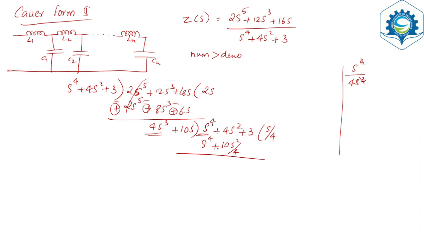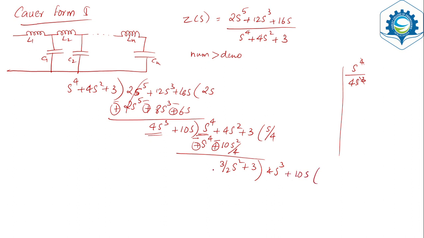And you just carry out the subtraction. 10S square by 4 means it is 5S square by 2 actually, right? So you're just going to do the subtraction and you'll get 3 by 2 S square plus 3. Again you carry out the continued division, 4S cube plus 10S.